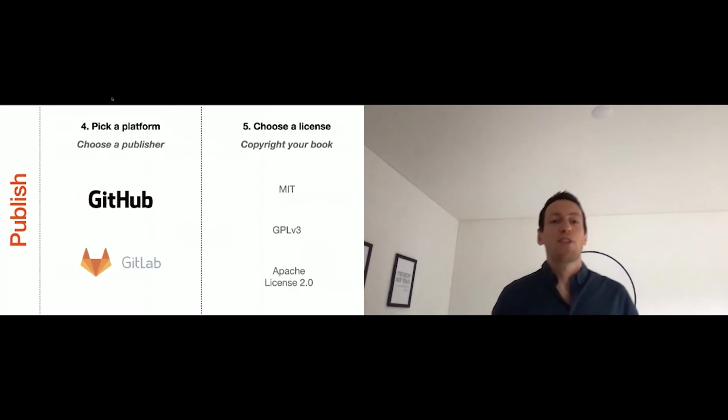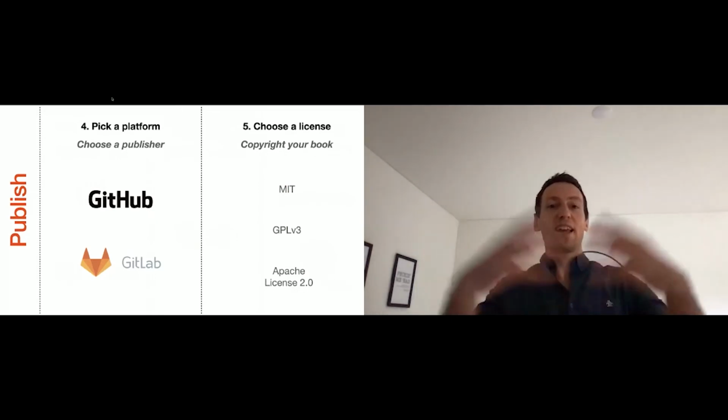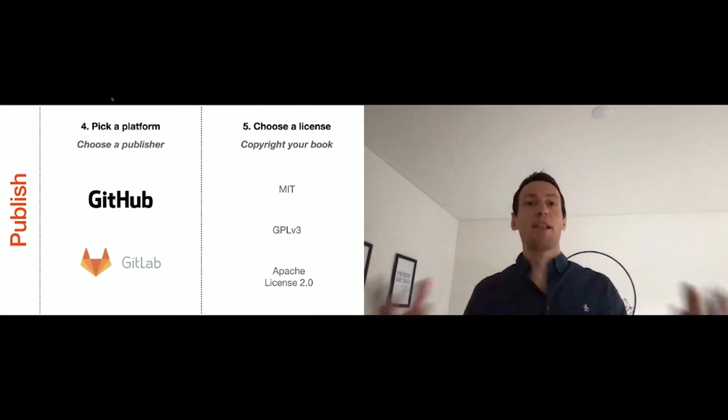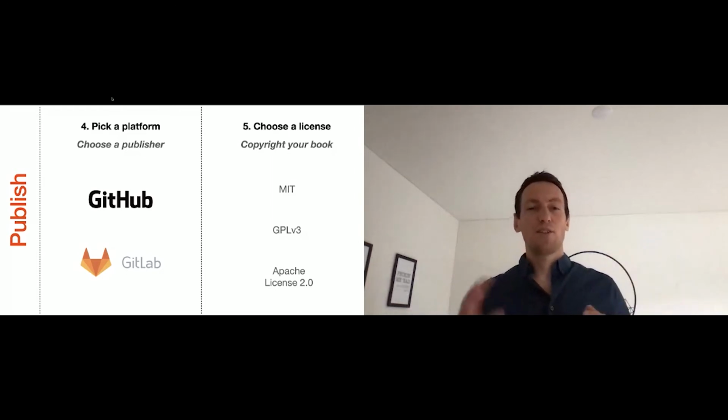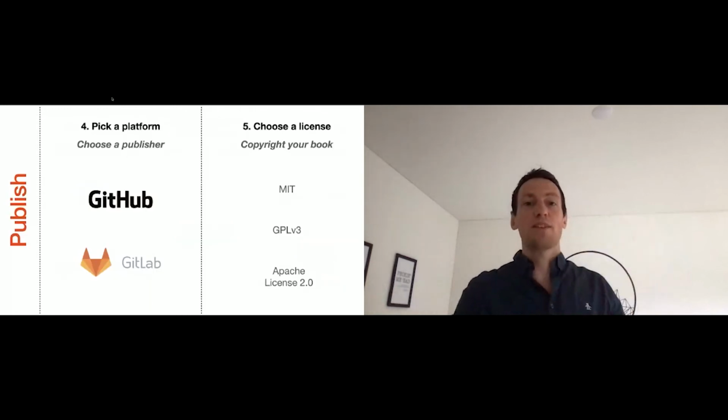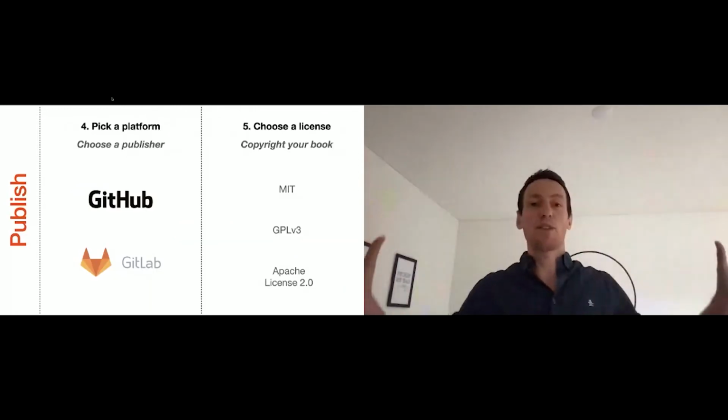And then from the publishing side, so to really get your work out into the open, you need to pick a publisher, you need to pick a platform to release the code. There are several main players, but two here on the slide are GitHub and GitLab. GitHub is kind of the de facto place to release code. So Git, that tool I mentioned in the previous slide, is where you store your recipes, and GitHub is where you share those recipes online for the world to see.